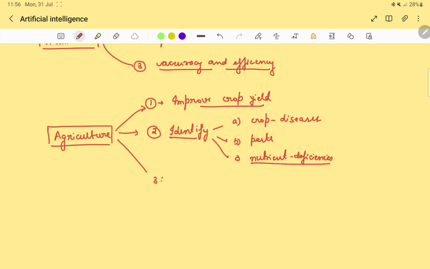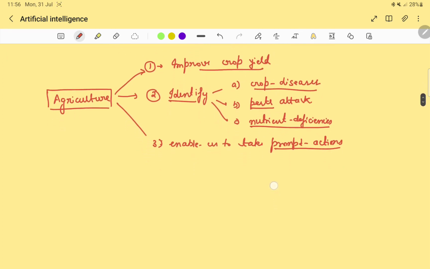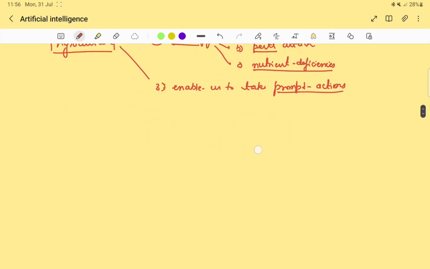Then the third point is that it gives us the enabling action that we can take to prevent such things. So it may enable us to take prompt actions. Prompt actions for what? Prompt actions to address the crop disease, pest attack, or nutrient deficiencies on time. Okay, so these are some of the benefits in the agriculture sector through artificial intelligence.